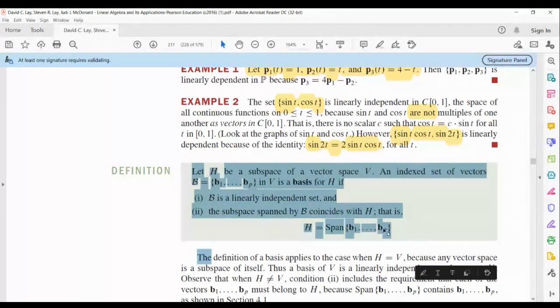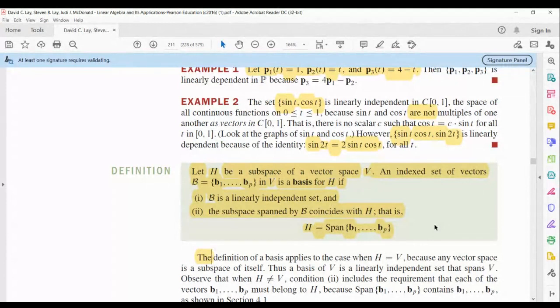So now a basis. Suppose you have a subspace H of a vector space V. An indexed set of vectors, script B, B1 up to BP, is a basis for that subspace H if the set of vectors is linearly independent, and the span of the vectors is equal to the space H. So you'll have a basis for your subspace H if H is the span of the vectors in the basis.